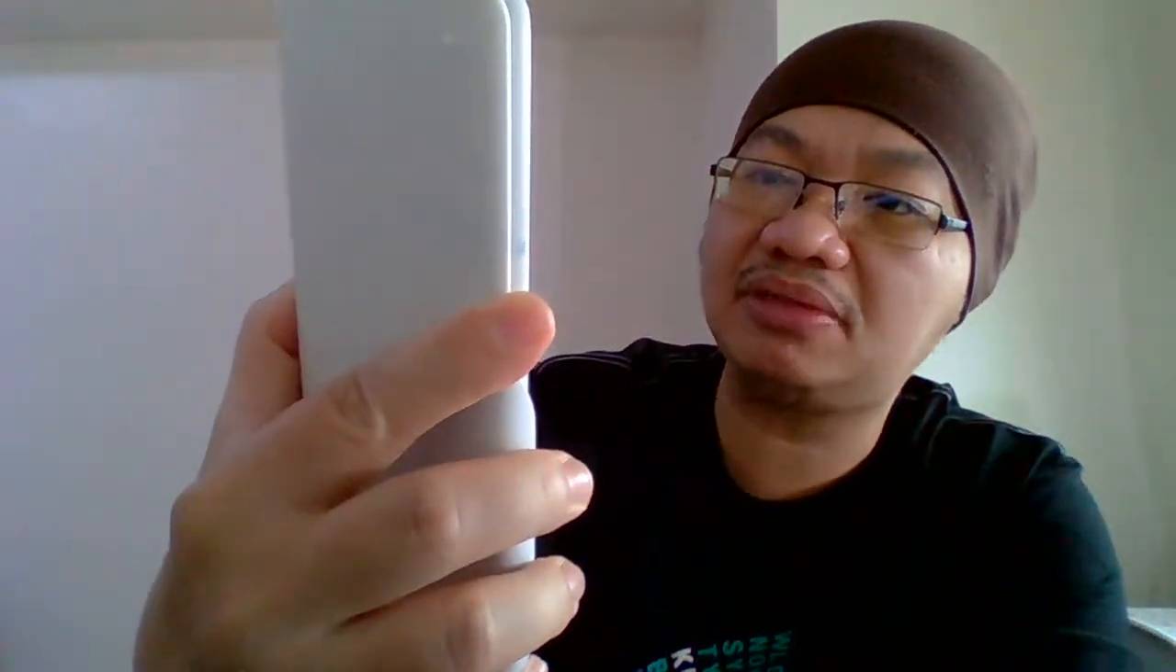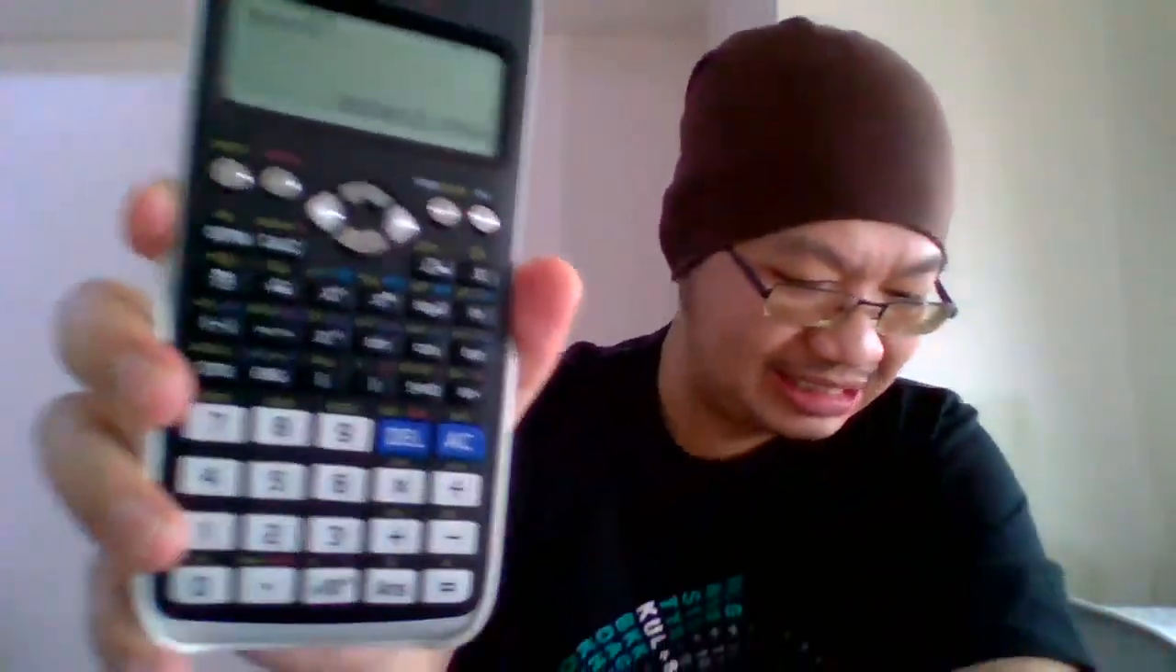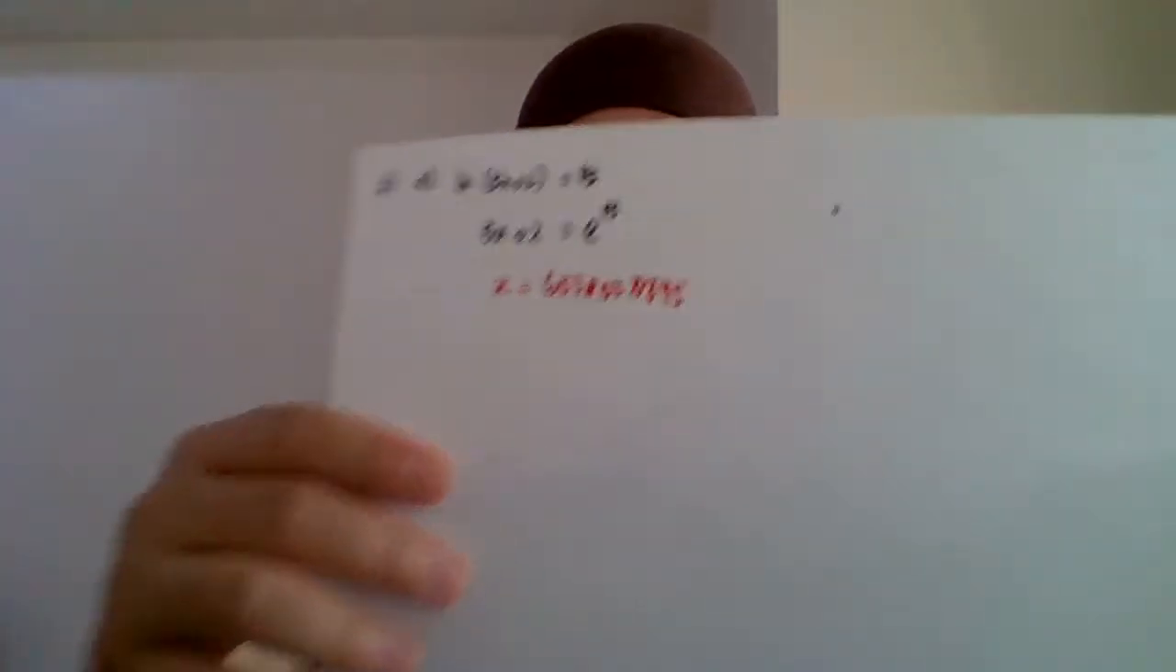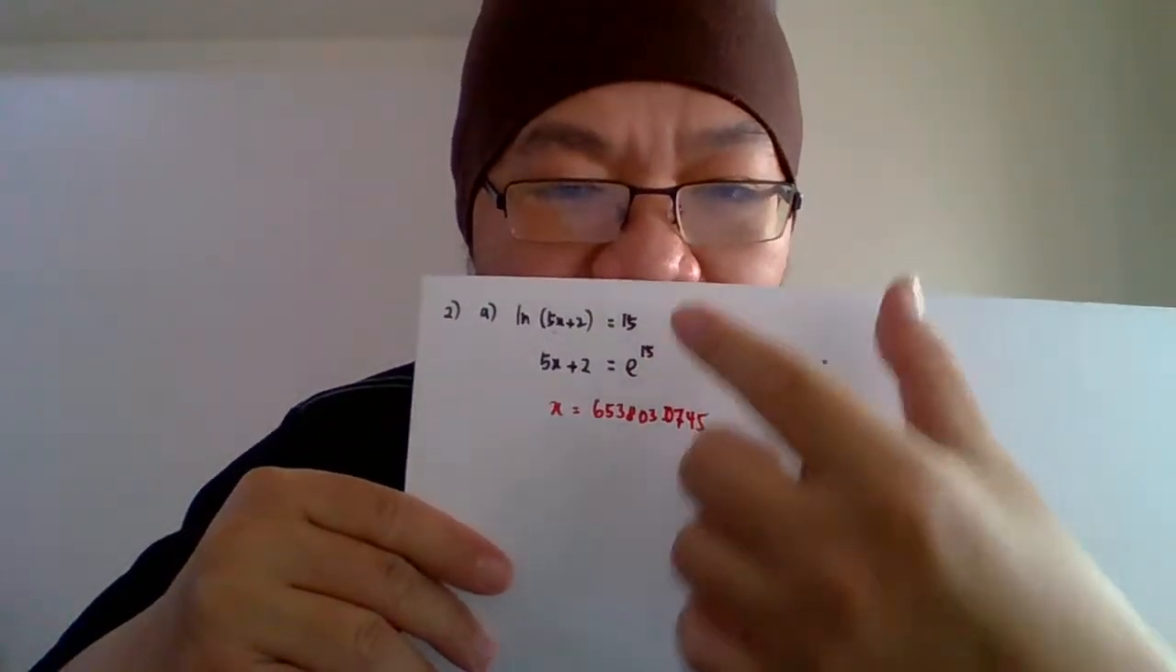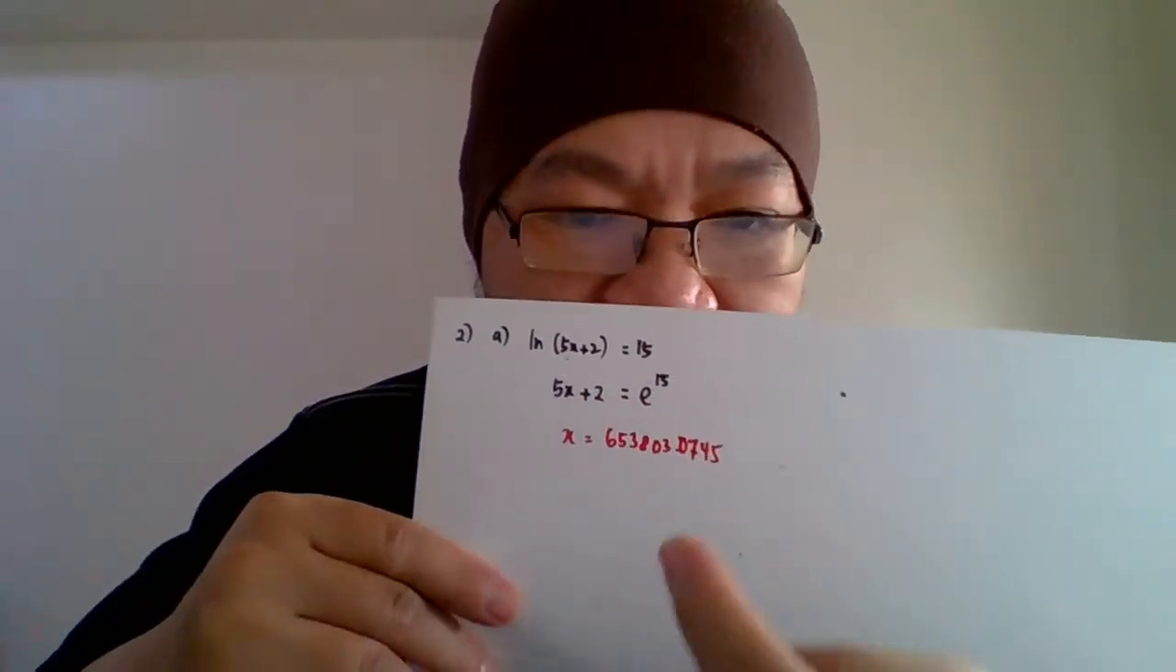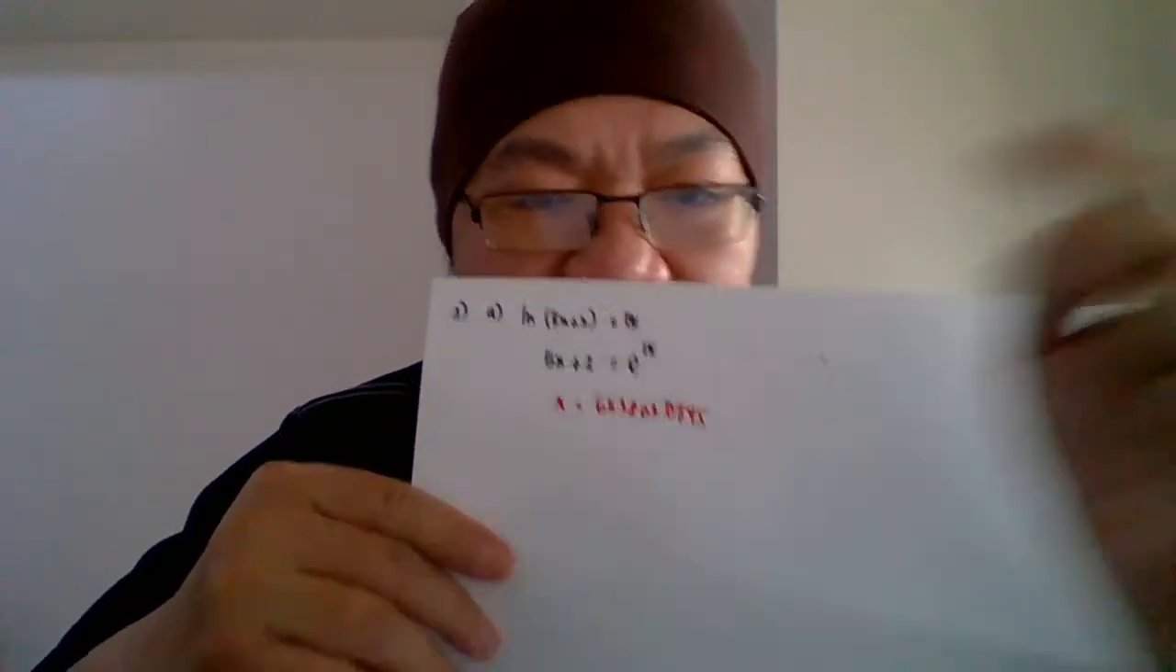How much is that? 65303.0745. Wow, the answer is so long. Please double check. That is the answer for 2A. I write down the answer. Someone please double check for me the final answer that I obtained here. Alright, please double check. E to the power 15 and then you got the value, you minus 2, you got the value, and then you divide it by 5. This is the final.